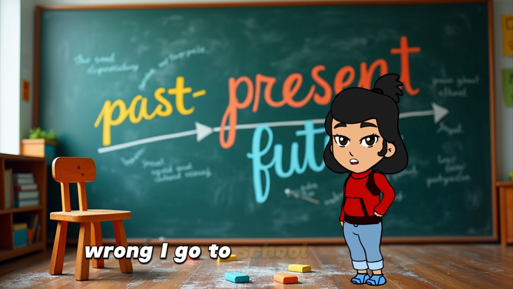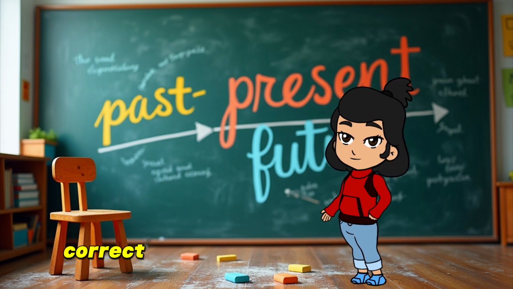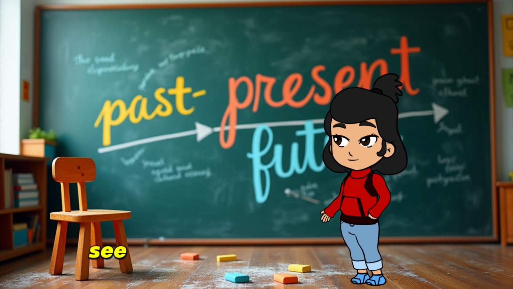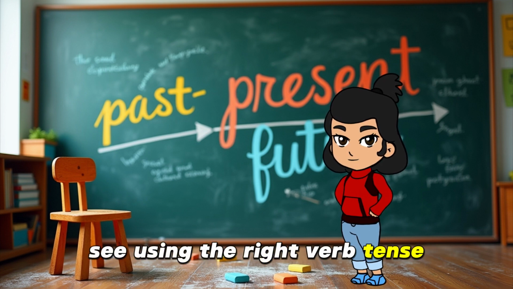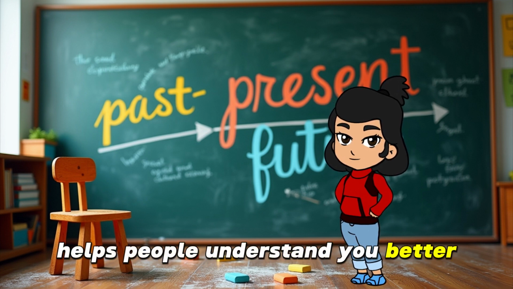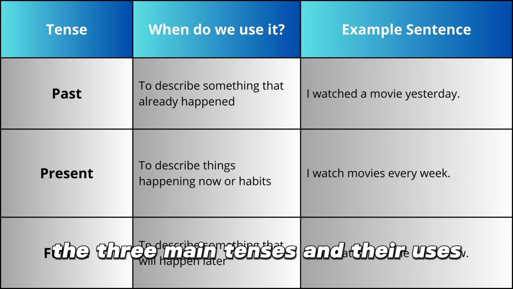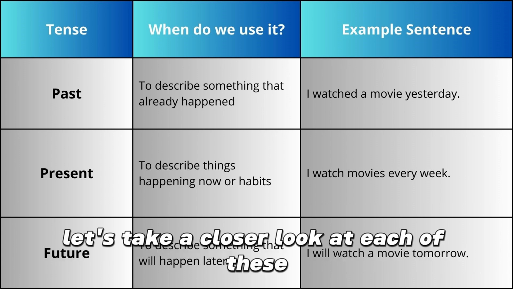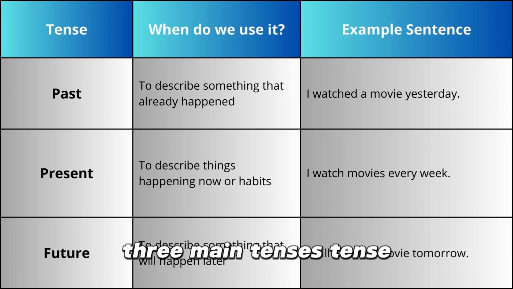Wrong. I go to school yesterday. Correct. I went to school yesterday. See? Using the right verb tense helps people understand you better. The three main tenses and their uses. Okay, now let's take a closer look at each of these three main tenses.